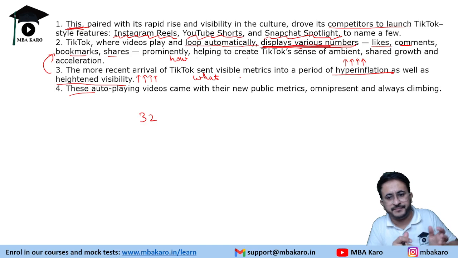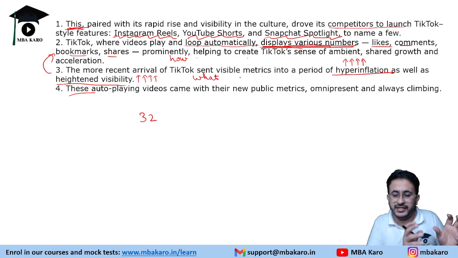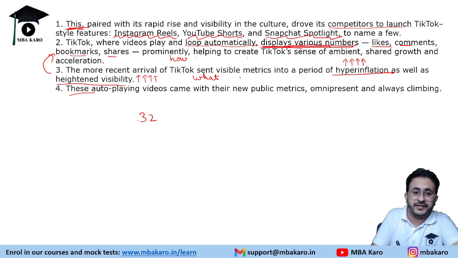TikTok started gaining more visibility. How? It started displaying various numbers, right? So it started showing how many likes, comments and shares there are. That led to growth and acceleration of the platform. Now competitors tried to copy this, so they launched similar features like Instagram Reels, etc. And all these are auto-playing videos.